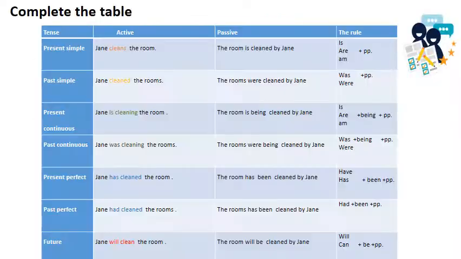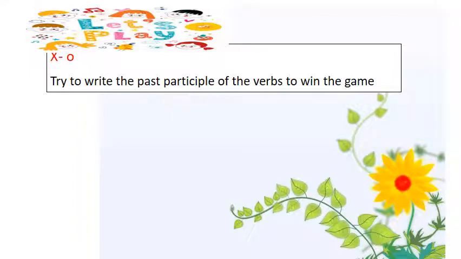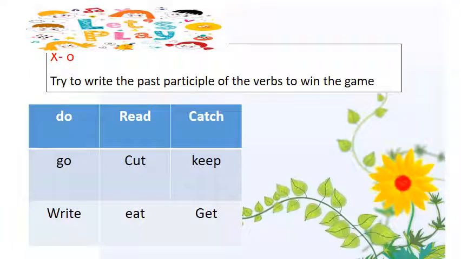First, let's check our homework. Okay, assess yourself. Let's have fun. Okay, play XO. Try the past participle of the verbs to win the game. And you can return back. At the end of your book, you can find the past participle of the verb. Please try to learn them by heart.